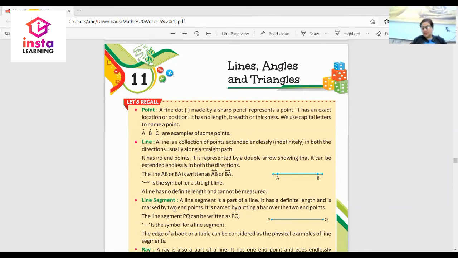Line segment. A line segment is a part of a line. It has a definite length and is marked by two endpoints. It is named by putting a bar over it, with two endpoints, that is dots. PQ, that is a line segment. It is called a line segment.